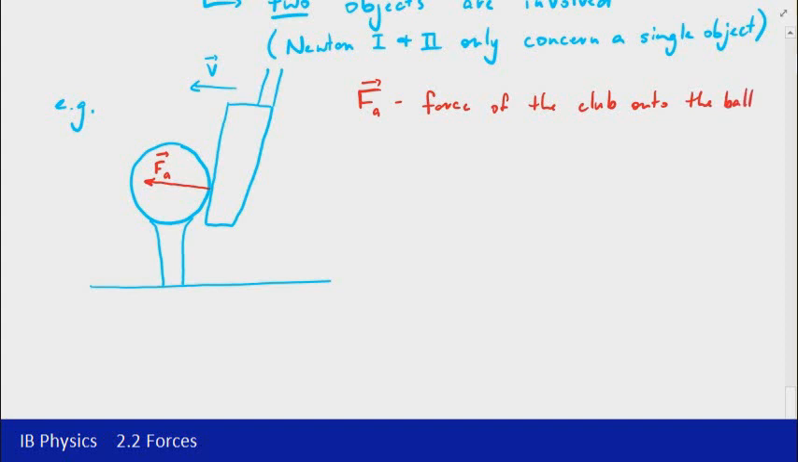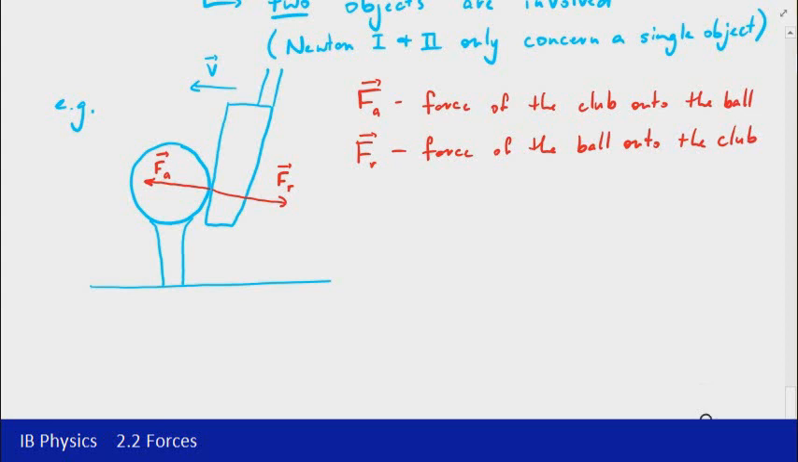Notice we've had to talk about two objects there. The club is exerting a force onto the ball. Now the equal and opposite reaction force is going to be in the opposite direction. We'll call that one Fr for reaction. The reaction force here is the force of the ball onto the club. Notice they're literally the reverse of each other: force of the club onto the ball and force of the ball onto the club.